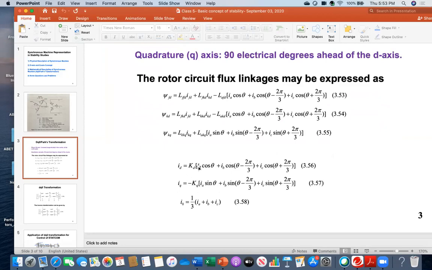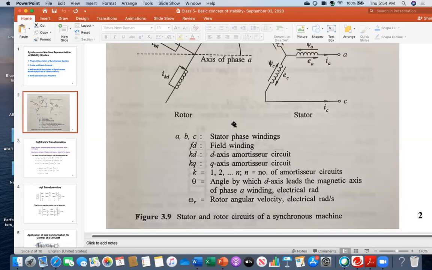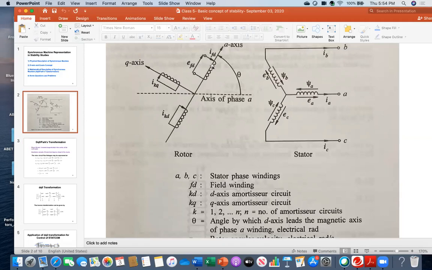Look at these two equations. What are they telling us? What is the significance? The A phase, B phase, and C phase of the stator currents can be converted into the direct axis current. That is the meaning. Similarly, those three phase quantities can be converted into the quadrature axis component. And this is the relationship. The summary is that we converted a three-phase system into only a two-axis system.